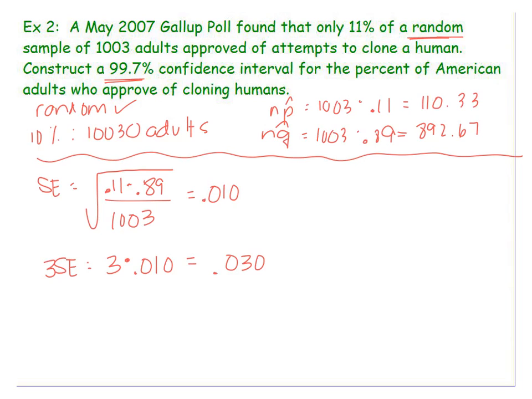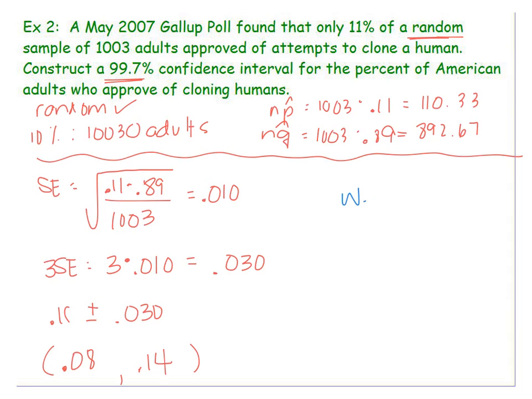So we're going to take our p hat 0.11 and we're going to add and subtract 0.030, which gives us, if you take 0.11 and you subtract 0.030, you get 0.08. And if you take 0.11 and you add 0.030, you get 0.14. So there's our interval, but now we have to have that conclusion statement.